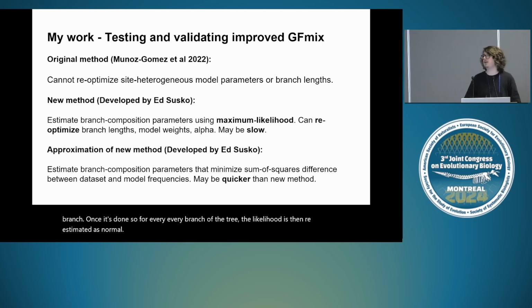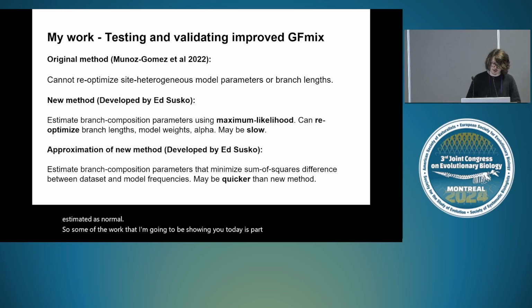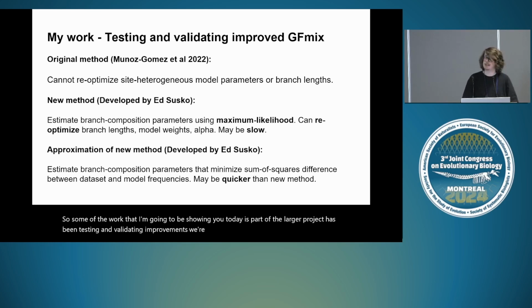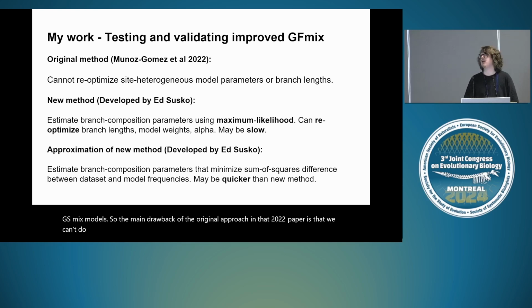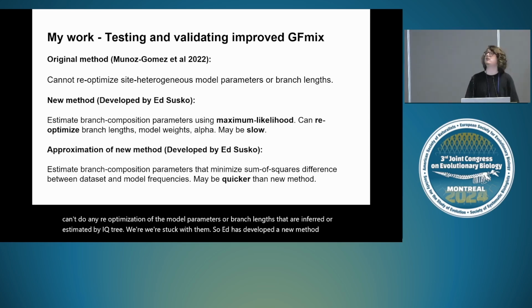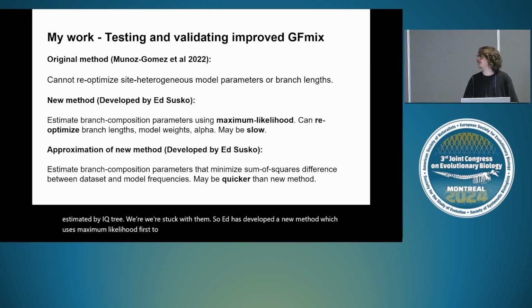So some of the work that I'm going to be showing you today, as part of a larger project, has been testing and validating improvements we're making to the GF-mix model. The main drawback of the original approach in that 2022 paper is that we can't do any reoptimization of the model parameters or branch lengths that are inferred or estimated by IQ-tree. We're stuck with them.